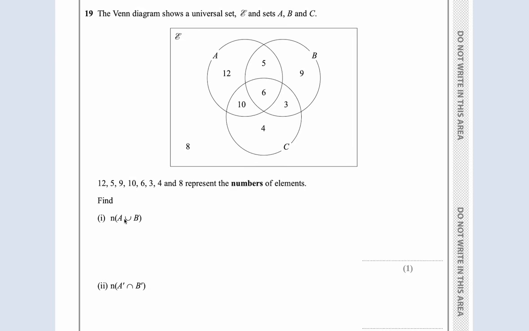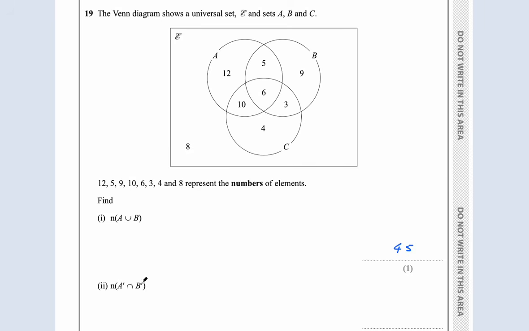Find the number of elements in A union B, right? A union B, if you shade it in, is everything in there together with everything in there, and both. It's all of that. That's what A union B is. So I add all these up. 12 plus 10 is 22, 28, 33, 36, 45. So it's 45.